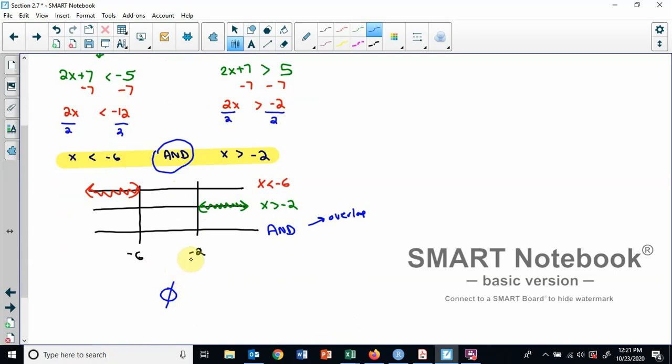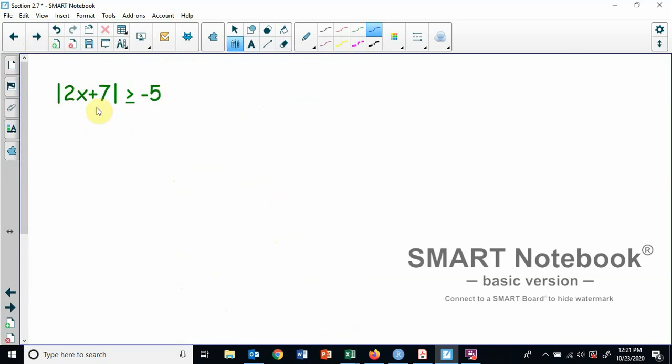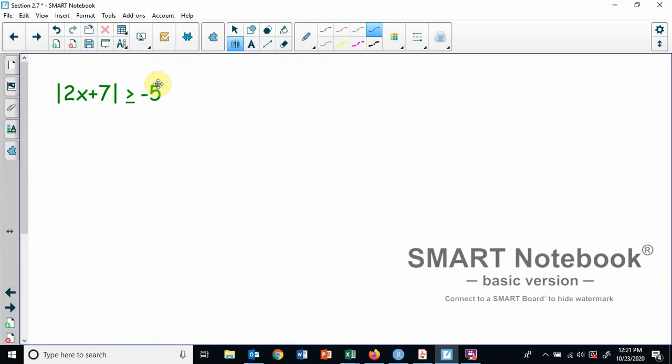Okay? Now let's look at another example, another extreme one. Notice it's the same problem really, except I turned the inequality around. So we got 2x plus 7 is greater than or equal to negative 5. This is going to be a positive number. That's always greater than negative 5. So I have a feeling this one's going to be negative infinity to positive infinity. Every number should work. But let's actually work it to see, not just go off of my intuition.